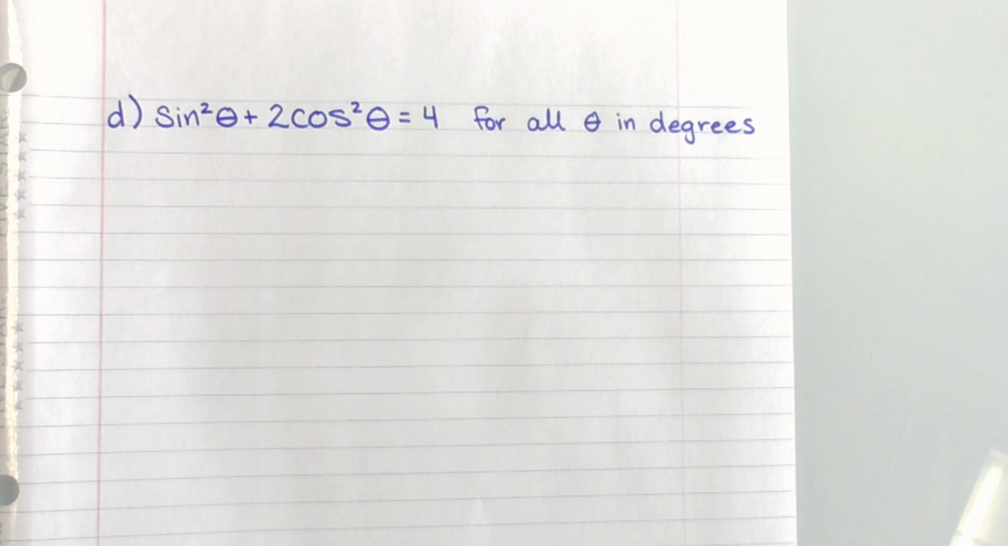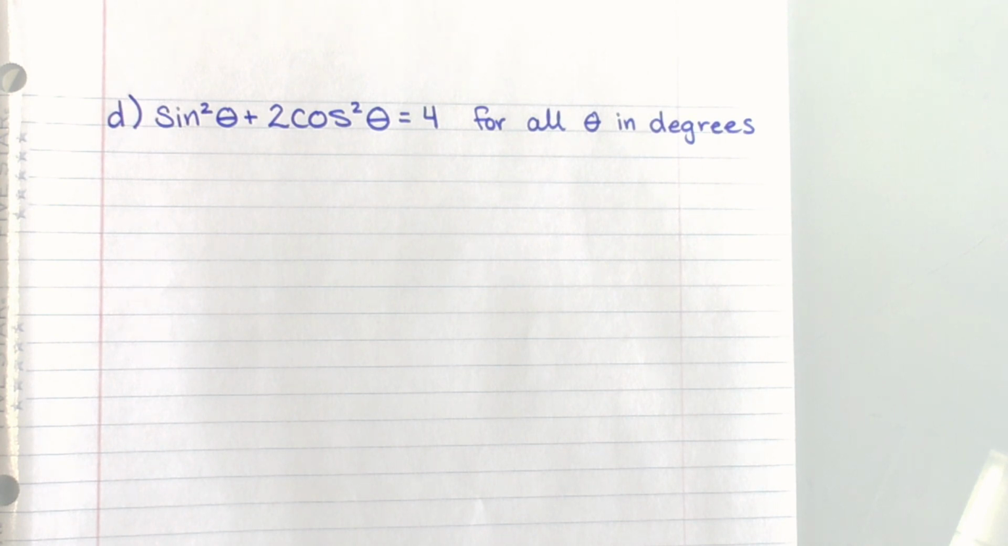Sine squared plus 2 cosine squared is equal to 4. What's the first thing you notice? We got some squared trig. Cosine squared and sine squared. What do you know about cosine squared and sine squared together? They add up to 1.